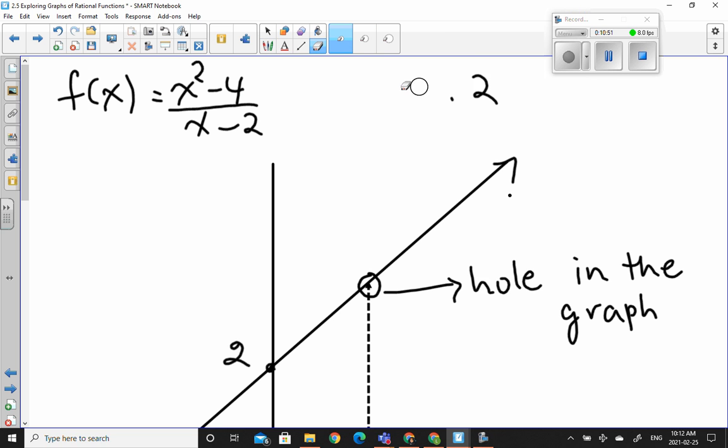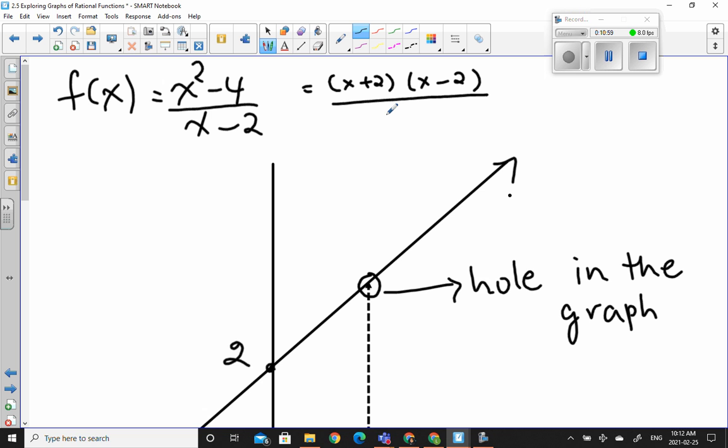How does that happen? We would factor the numerator, which is a difference of squares. So it will be x plus 2 times x minus 2 divided by x minus 2. And you can see, looking at the denominator, there is a restriction, and the restriction is x cannot equal 2, because that would make the denominator 0. When you simplify it, you get the equation of a line, which is x plus 2. It has a slope of 1 and a y-intercept of 2.